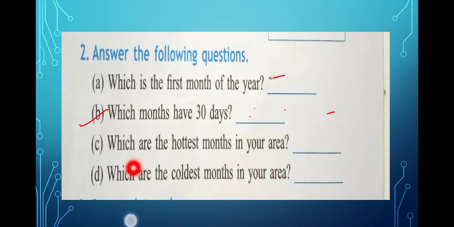Okay, now number D. Which are the coldest months in your area? So coldest months, when do we have? We have cold during November, isn't it? So you write here November, December and January. Once more, November, December and January.